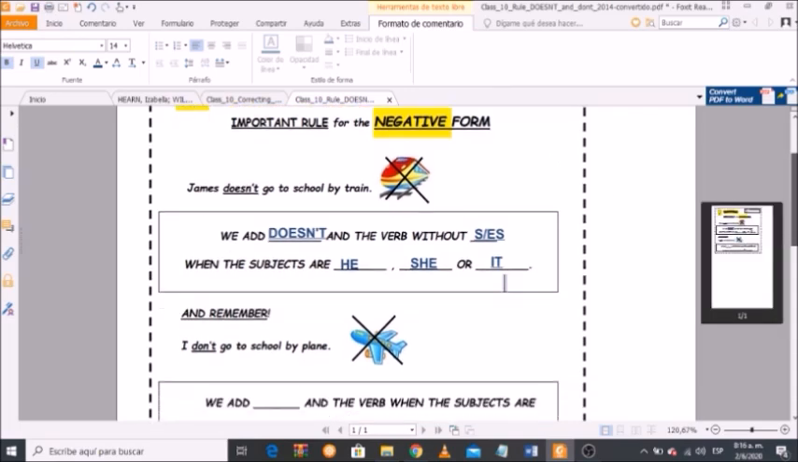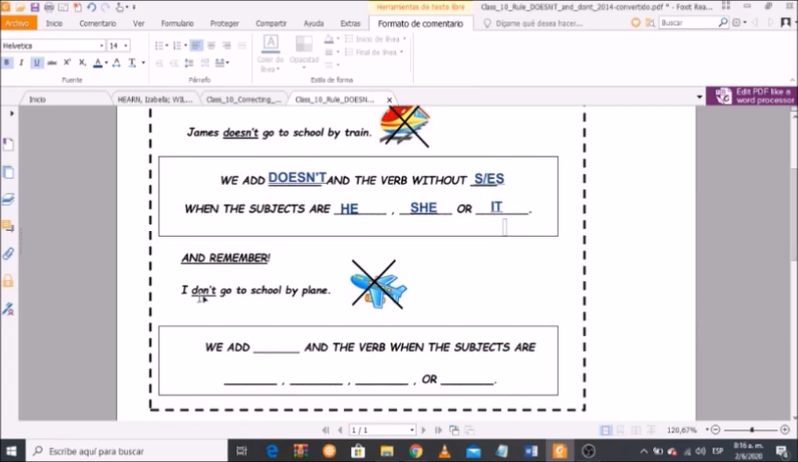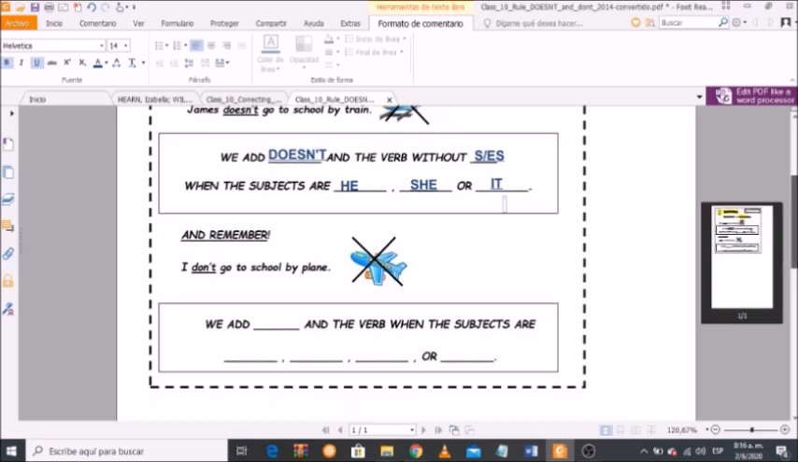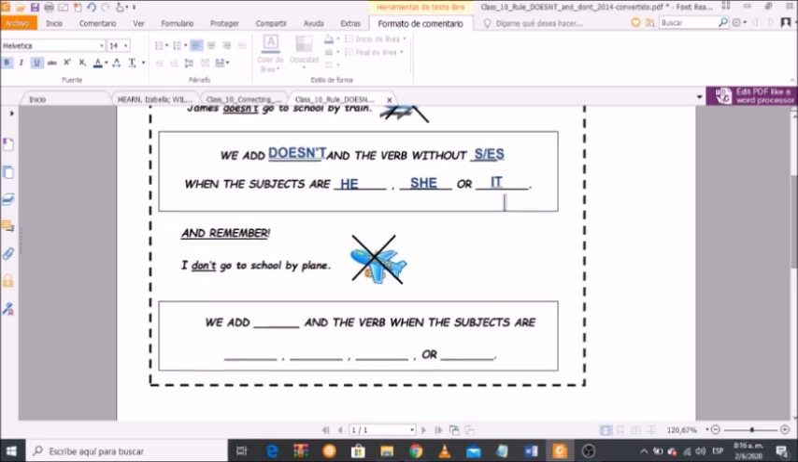Ok, then it says, and remember, I don't go to school by plane. So, what words are we using here to make this sentence negative? Okay, very good. In this case, we are using don't. So, we add don't. And the verb when the subjects are. Entonces, si usamos doesn't con los sujetos he, she or it, ¿cuándo vamos a usar don't?